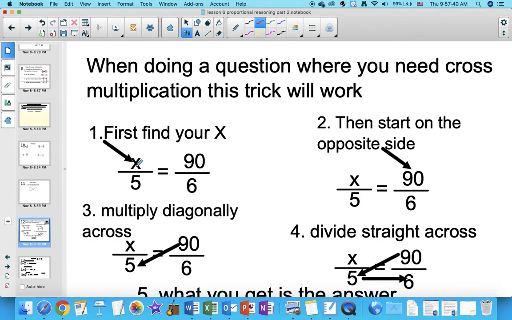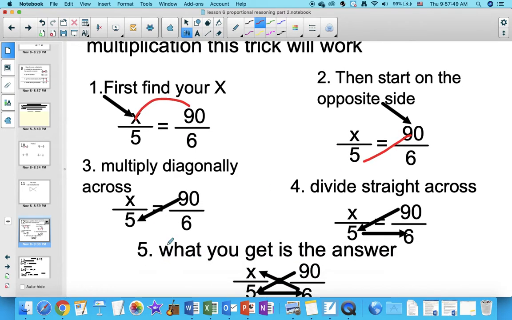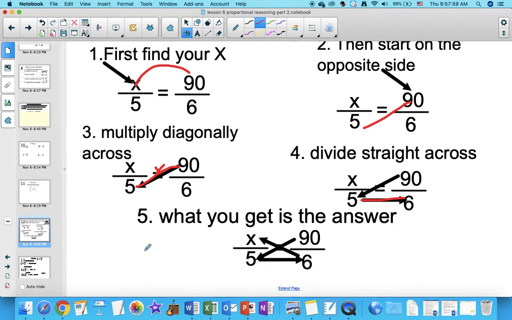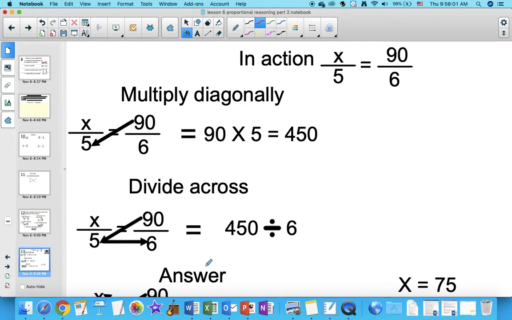Okay, there's my x. Second step, I go on the opposite side. I start here. Okay, then I go down diagonally, right, like this. I go down diagonally and I multiply. So I multiply this way. Then I divide across, and that should give me the answer.